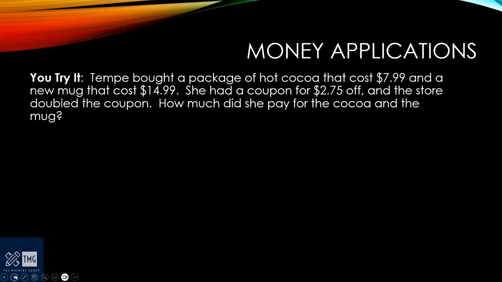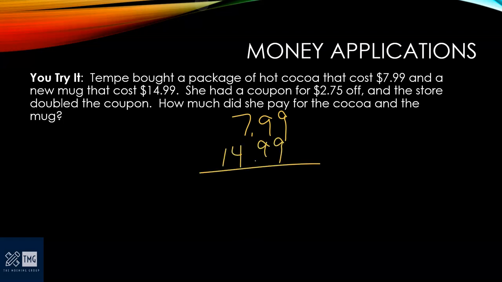All right, next two, try these and then come back and see how you did. Tempe bought a package of hot cocoa that cost $7.99 and a new mug that cost $14.99. She had a coupon for $2.75 off, and the store doubled it. How much did she pay for the cocoa and the mug? Let's think through what it's asking us. She's buying $7.99 for the hot cocoa and $14.99 for the mug. If I add those two things together, that gives me the total of what she paid.